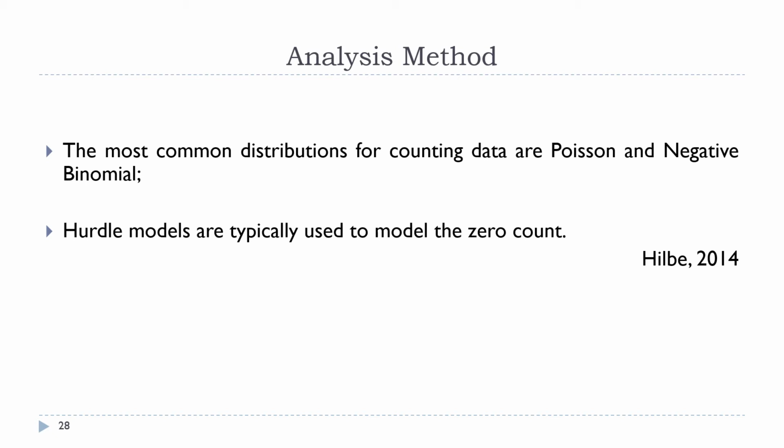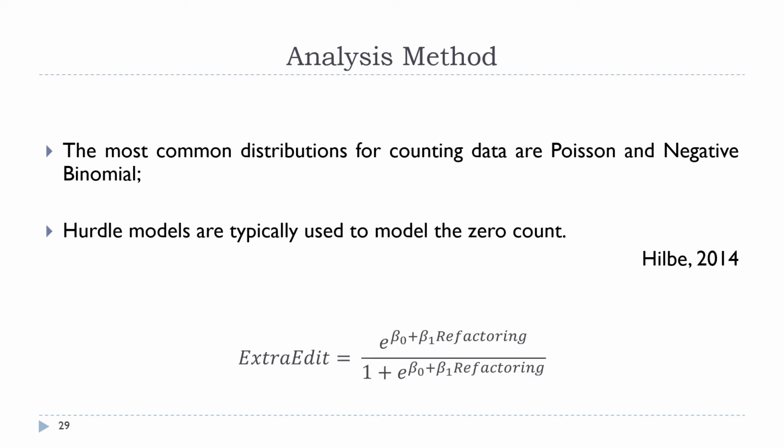Additionally, hurdle models are typically used to model the zero counts when they are too high. Hurdle models are basically divided into two parts: a regular logistic regression, which focuses on the presence or absence of the edit, and the count model, which focuses on its frequency.